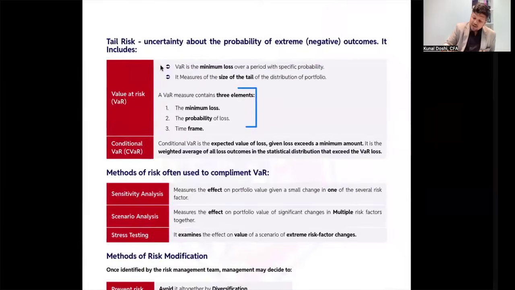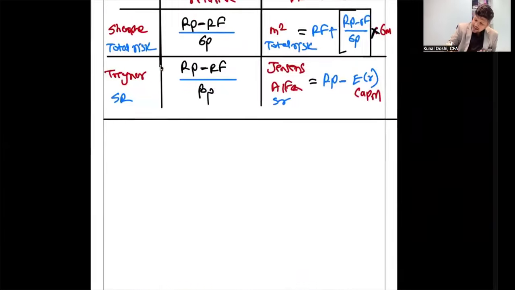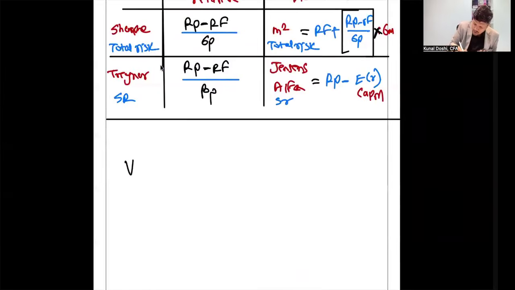There is a calculation of VaR. Do we have to calculate VaR in the exam? No, you don't have to. But you should know what VaR provides you and how it is written. For example, we write 5% daily VaR. If I write 5% daily VaR of 5% is $20,000.